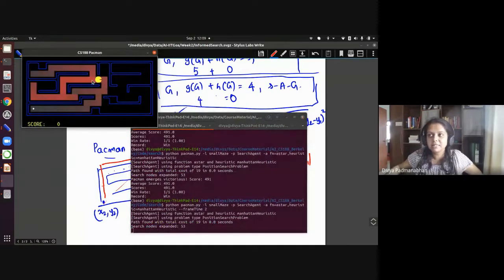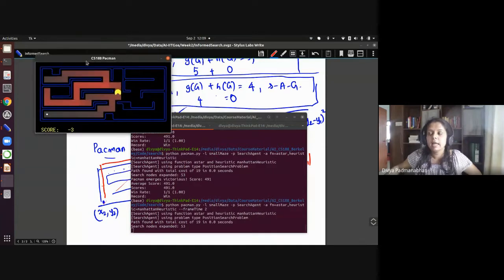Okay, so Pac-Man started here and it had to come to this point. And you can see that it's actually choosing the optimal path. It's doing some exploration. These red regions are the regions which it explored initially. So it explored this region, it explored all this region. Some of these other regions it didn't explore, and it finally found this path. So this is actually the shortest path.